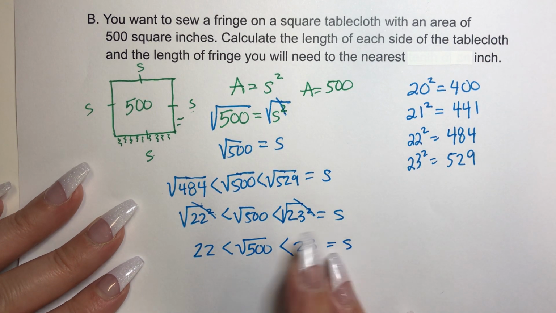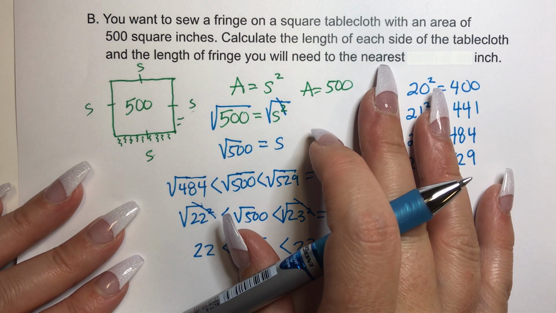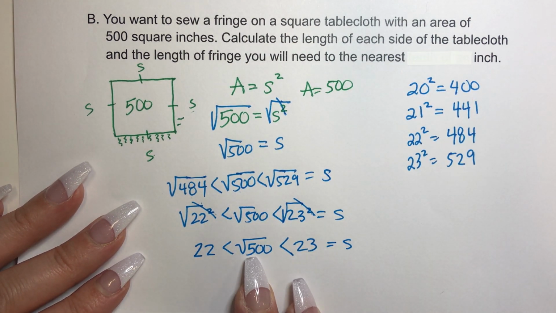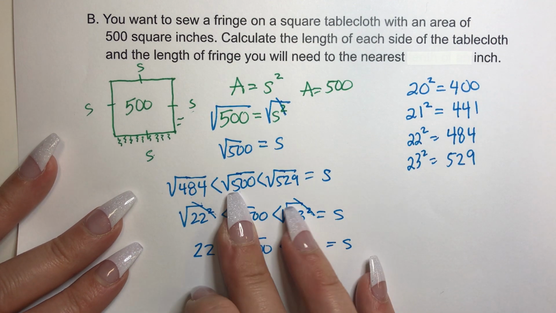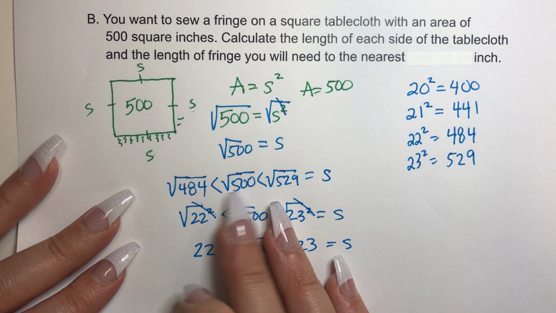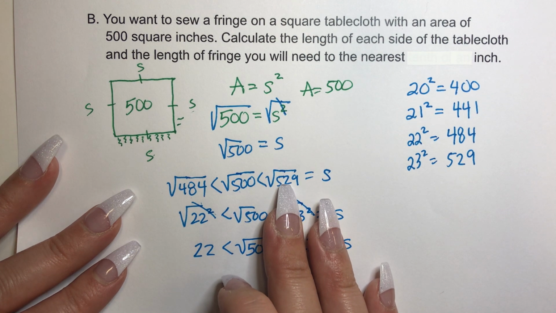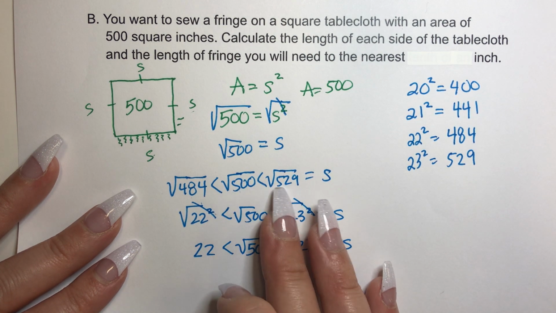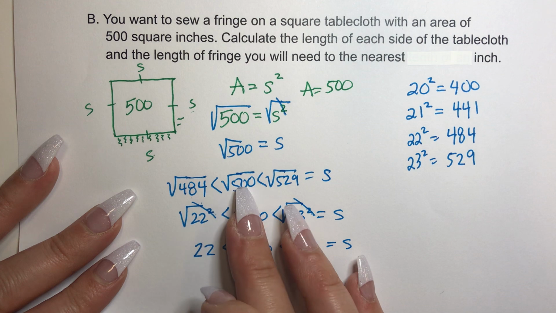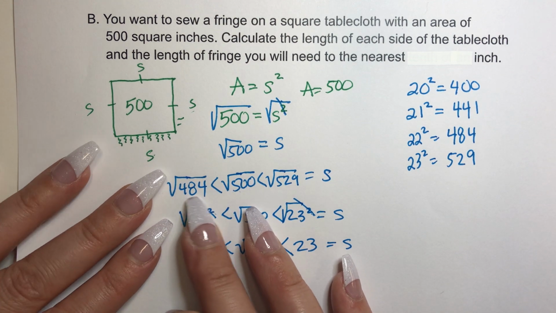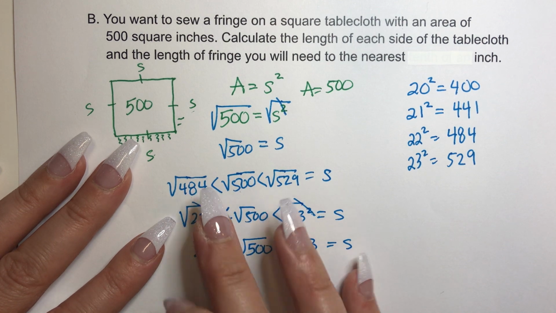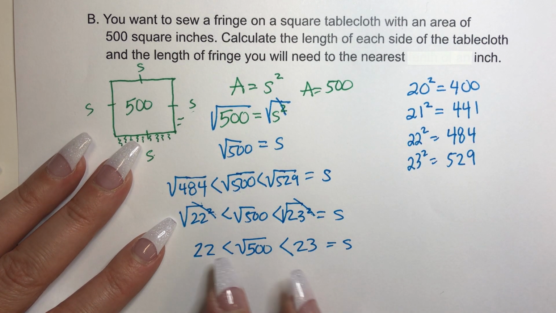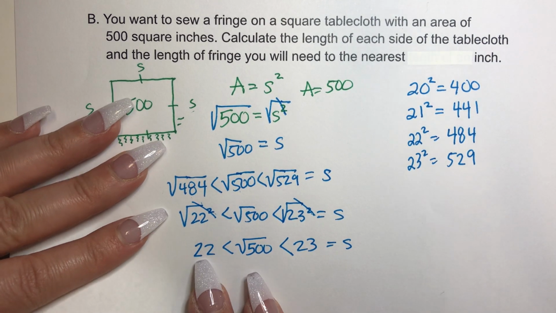So we need to figure out to the nearest inch. Is the square root of 500 closer to 22 or is it closer to 23? So let's look here at the numbers. 500 is 29 away from 529. And we know that 500 is 16 away from 484. So it's definitely closer to 22. So we would round it to 22.